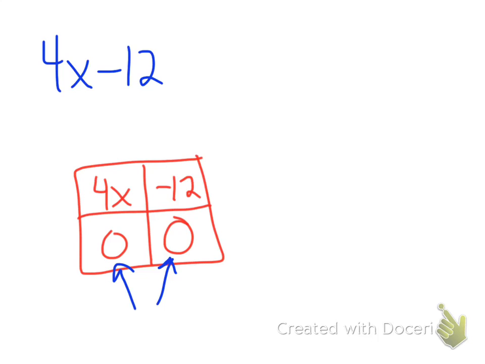Now when I look at what is common there, I can get a 4 out of both of those, and then what goes on top there would be an x and a negative 3. So that is factored into 4 times x minus 3.